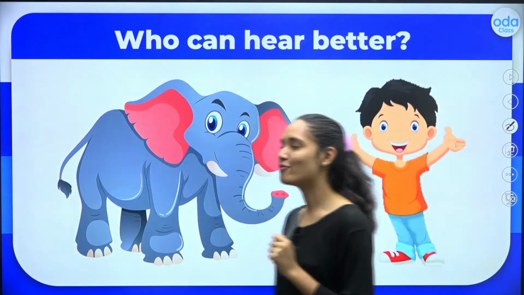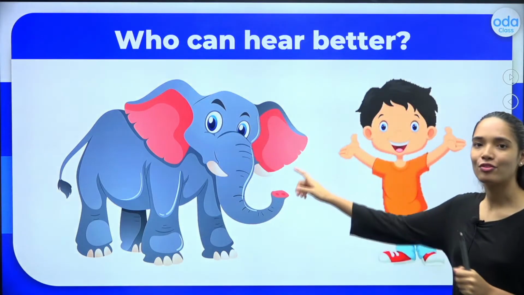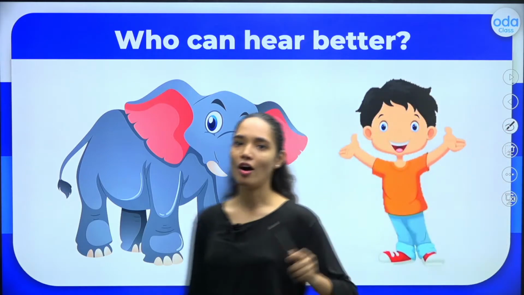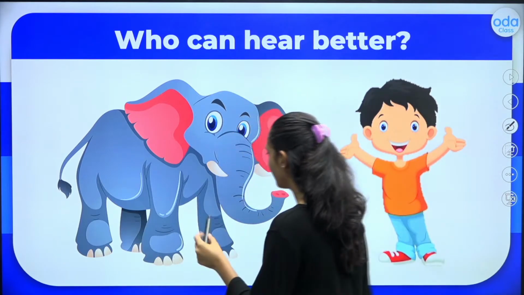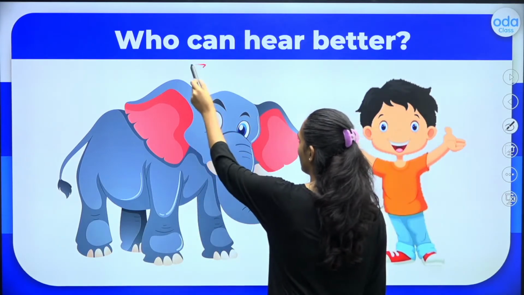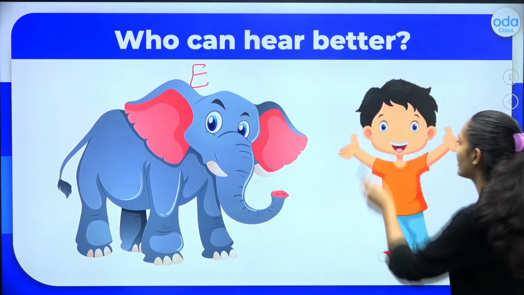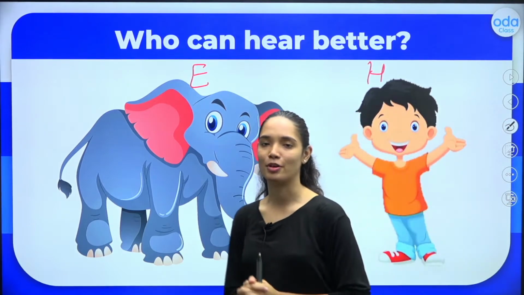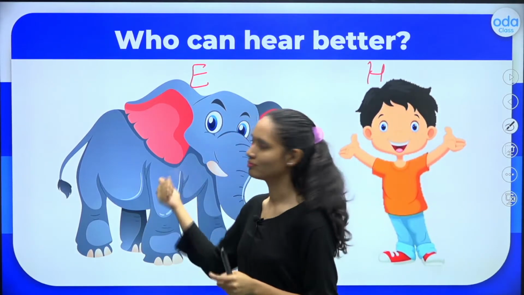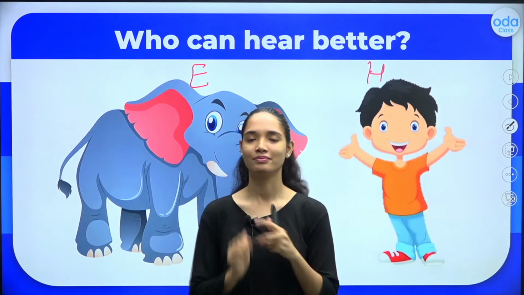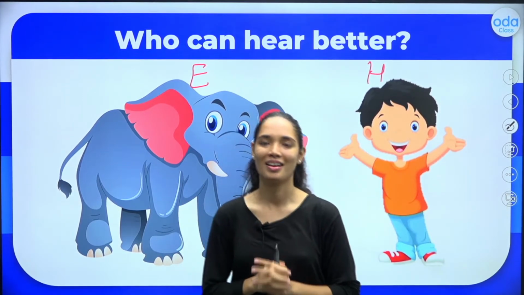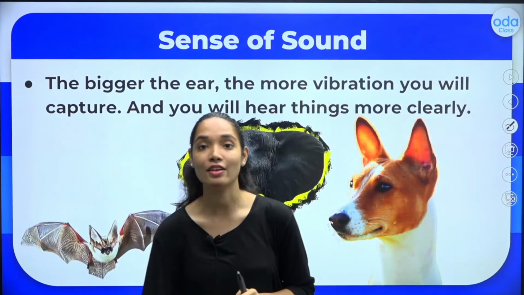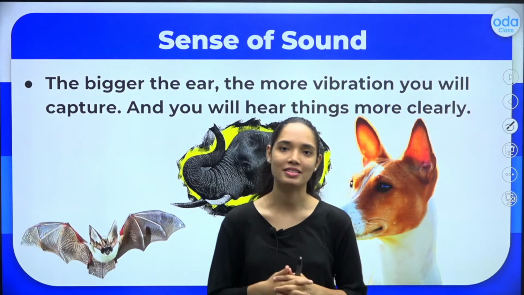Yes, so students, I have one more question right now. You have to tell me who can hear better. Is it an elephant or is it a human being? If you think it is an elephant, you can type E, and if you think it is a human, you can type H. I am waiting for your answers in the chat box. Come on. Who can hear better? Elephant or human? Come on, be quick. Be quick, students. Yes, students, the elephant can hear better in that case.